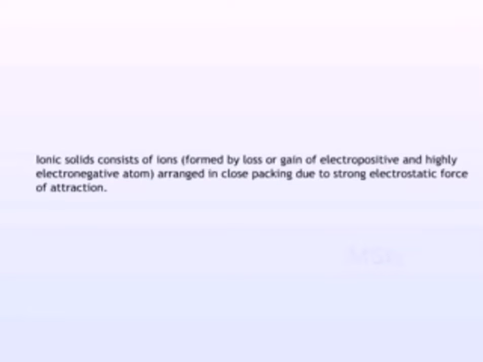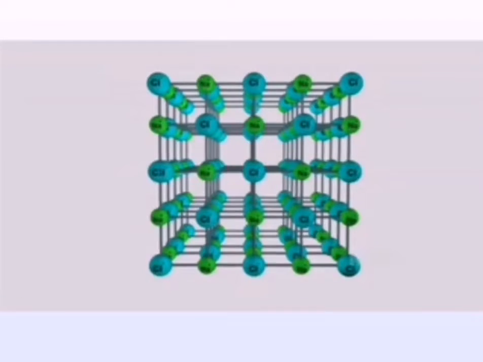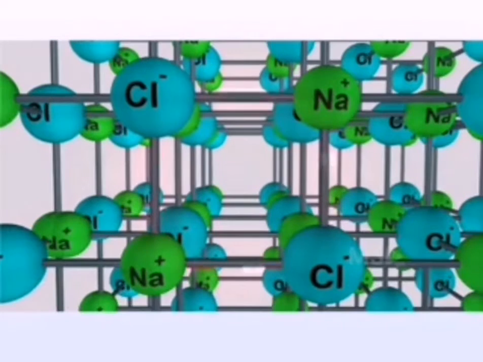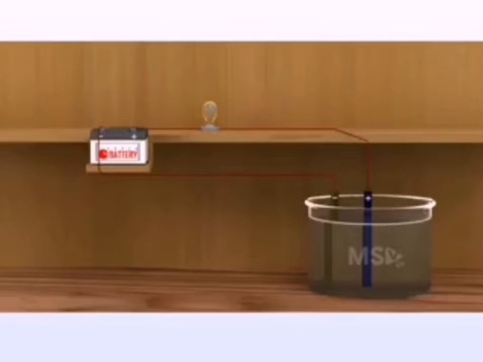Ionic solids. Ionic solids are formed between highly electropositive and electronegative elements. Let us see the structure of sodium chloride. Sodium chloride is our ordinary household edible salt. The sodium ions and the chloride ions are held together by strong electrostatic forces of attraction. Due to this strong force, they are hard and have a high melting point.